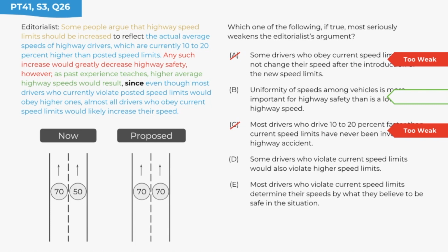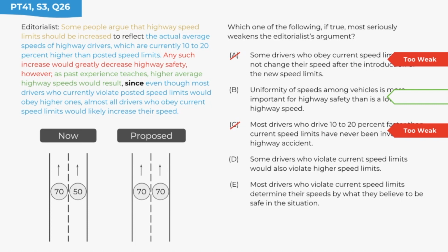If you're looking at choice D, some drivers who violate current speed limits would also violate higher speed limits. Fine. What are they telling us here? In the evidence, even though most drivers who currently violate posted speed limits would obey higher ones, that never assumes that all of them would obey higher ones. So answer choice D also fits within the argument and is too weak to impact it.